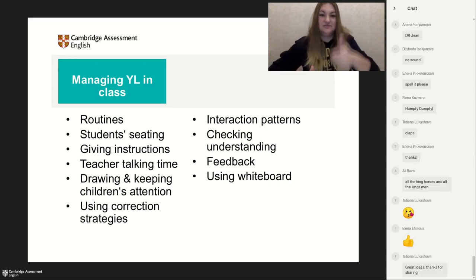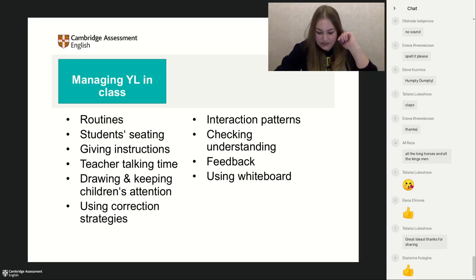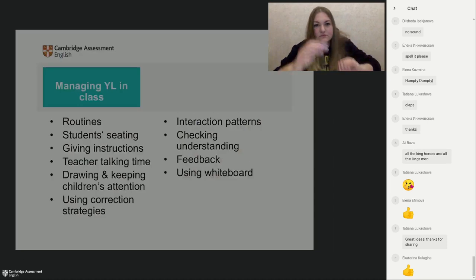That's nice for them, yeah. But first you start with numbers, it's easy for them, and they start and they love the game, yeah. And after that you say, like, okay, now spell the words. It's more challenging than numbers. Okay, so that's about classroom management.